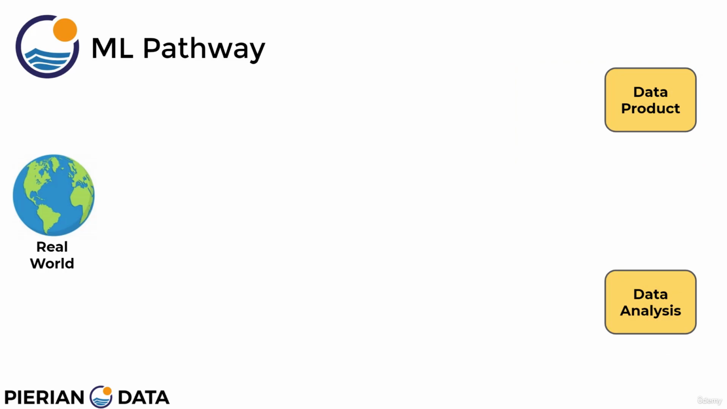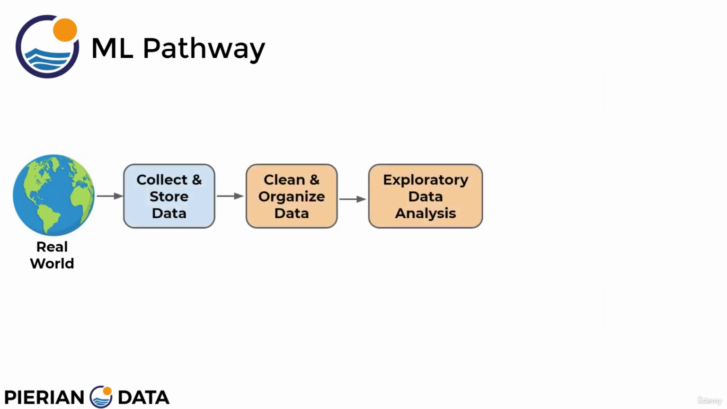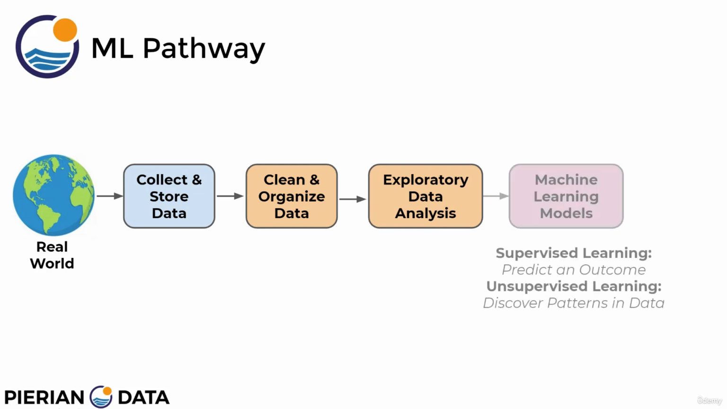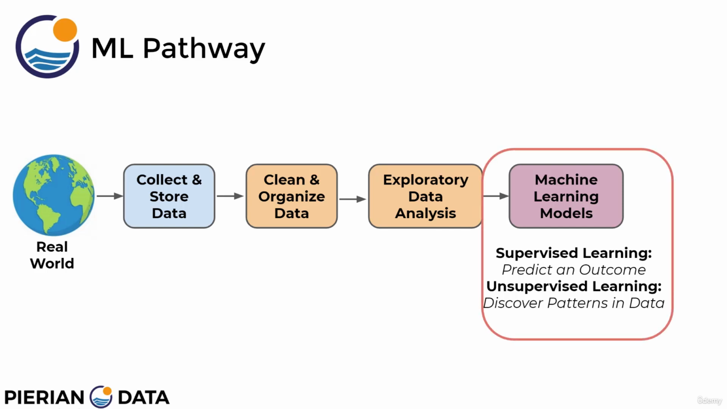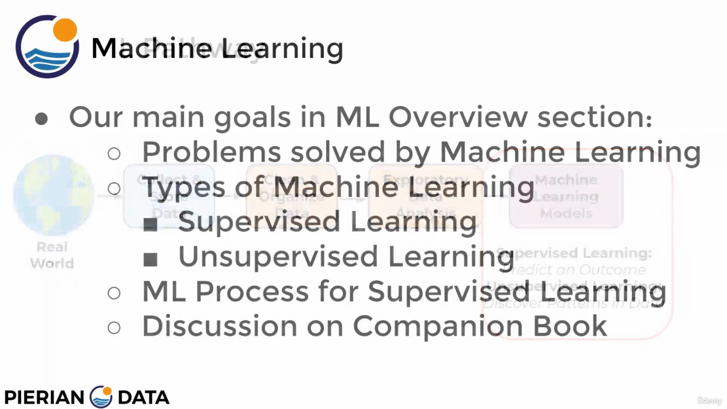So we're trying to build data products with machine learning instead of just performing data analysis like we just did in your capstone project. We already know how to collect and store data, clean and organize data, and perform exploratory data analysis. Once we're able to do all that, we can begin to focus on machine learning models, both supervised learning, predicting an outcome, and unsupervised learning, discovering patterns in data. Pretty much the rest of the course focuses on this section because there are so many algorithms that we can use for machine learning models.